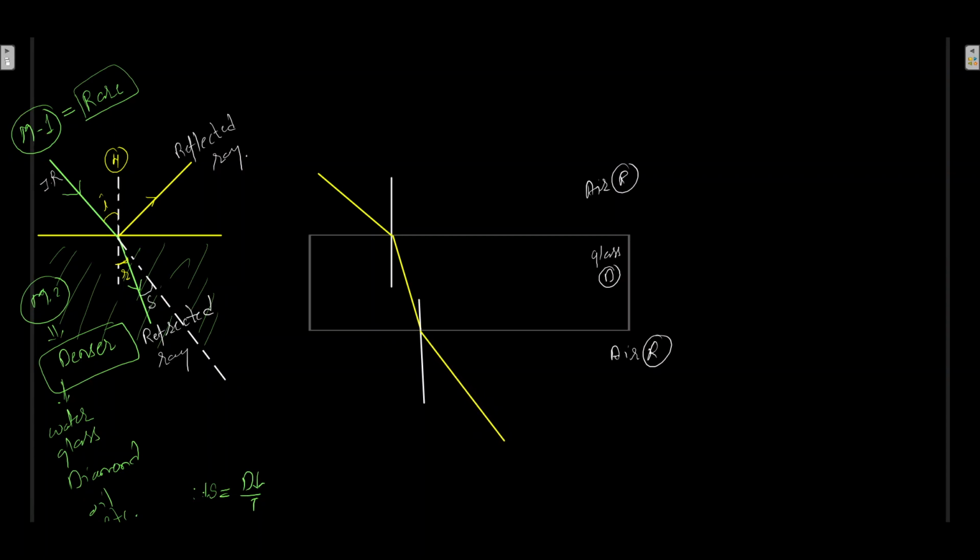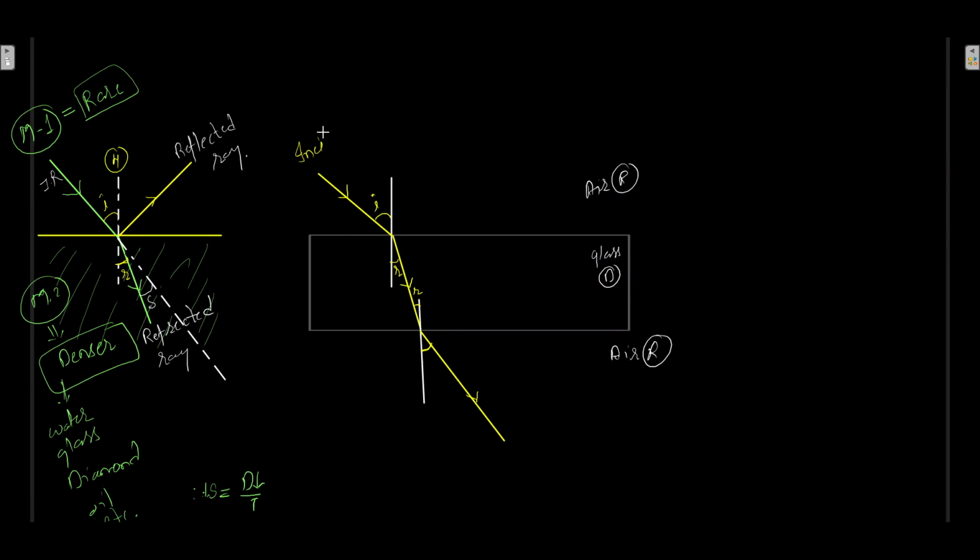Okay, like this. So this is the path of your ray. Now I need to make some angles. This one is your I, this one is your R, and this one is again R, because alternate interior angles are the same in that area. And this is another angle. Now I'm giving you the names of these.